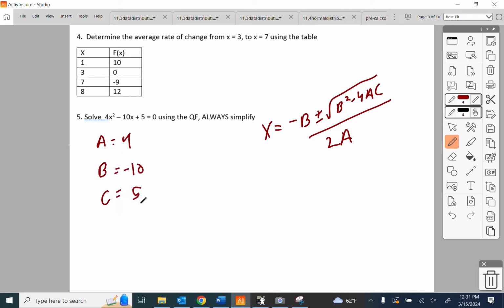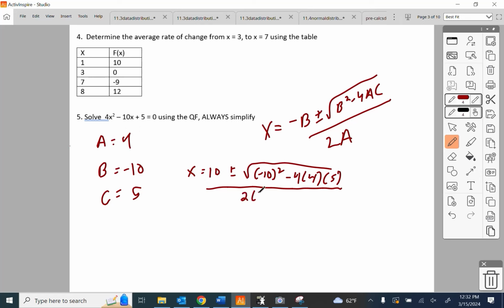And then I plug stuff in. Now, opposite of a negative 10 is a positive 10. There's a plus or minus symbol. If I don't know how to square a 10 in my head, I'm going to wrap it in parentheses because I'm probably pushing buttons in a calculator. A is 4, C is 5, and it's all over twice A, 2 times a 4. I'm going to go ahead and do some breaking apart. Twice a 4 is 8, plus or minus.